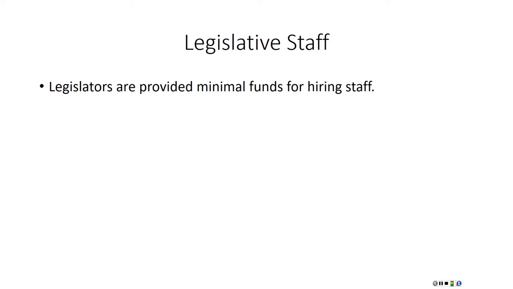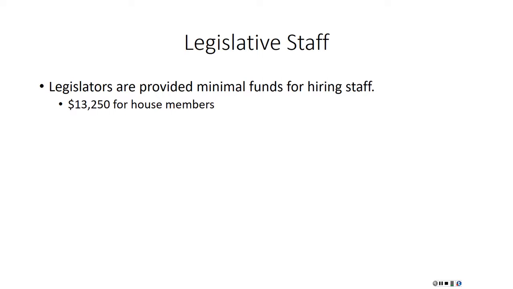Legislative staff. 31 state senators, 150 House members. You don't know it yet, but they've got a lot of work to do in a short time to do it. Do we give them money to hire people to help them? Yeah, we do. Do we give them a lot of money? Totally different question. We see that our legislators are provided minimal funds for hiring staff. House members, $13,250.